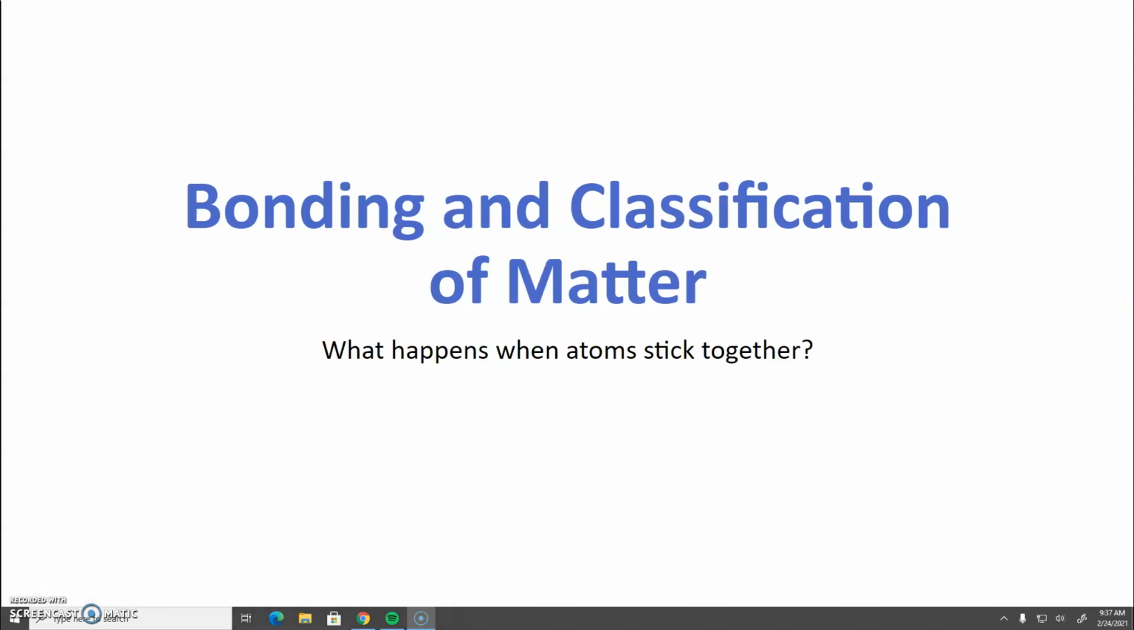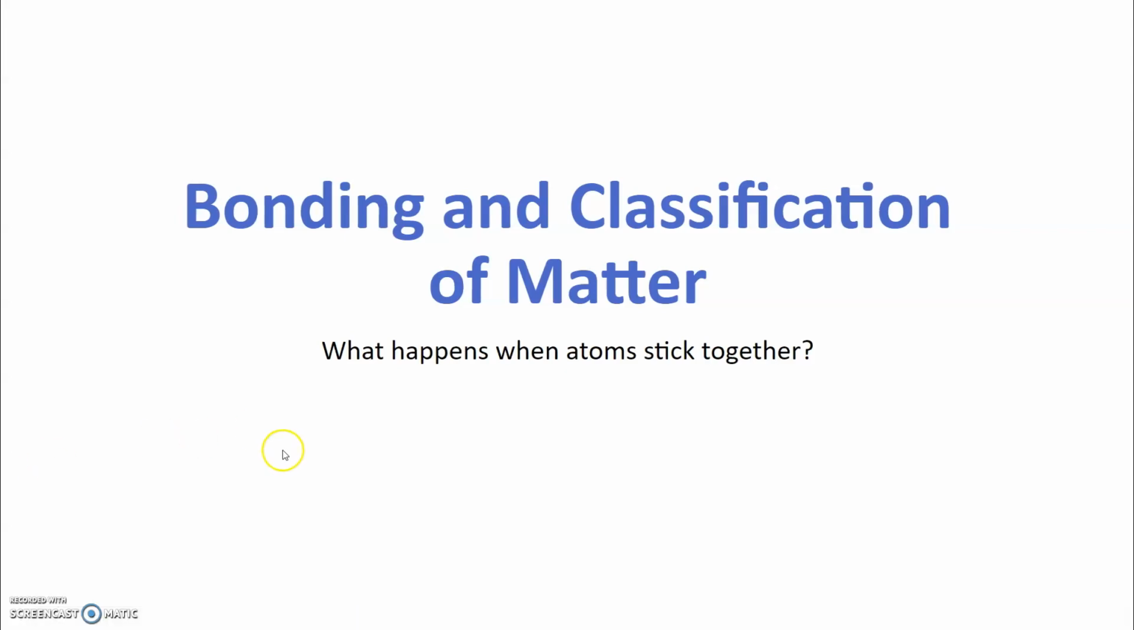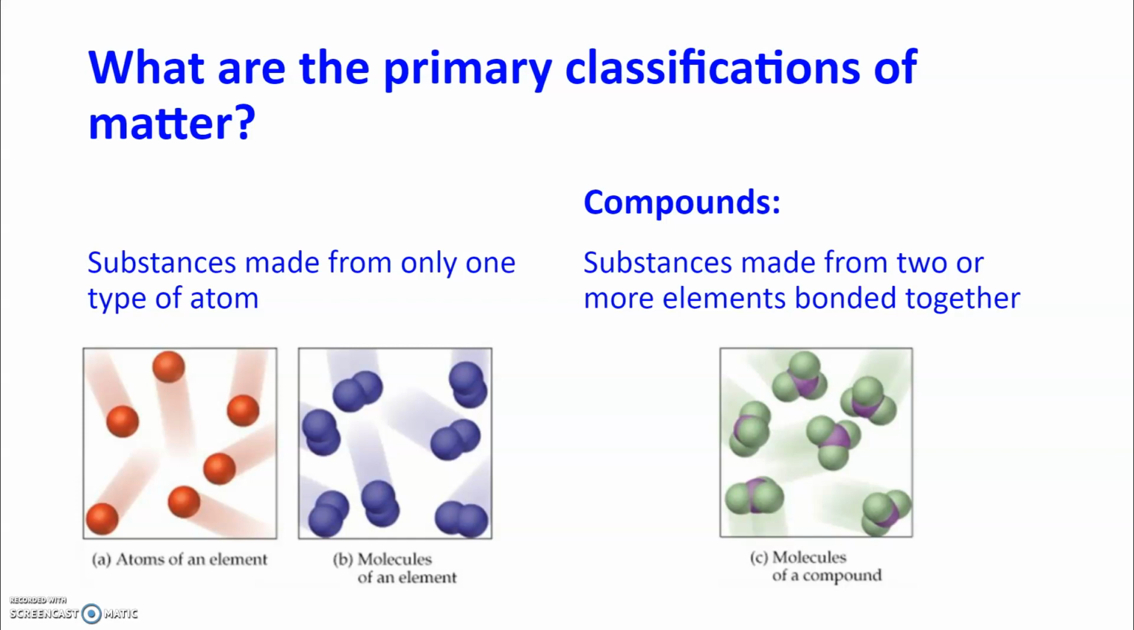All right, quick little notes on bonding and classification of matter. What happens when atoms stick together? What are the primary classifications of matter? The primary classifications of matter involve elements, which are substances made from only one type of atom.